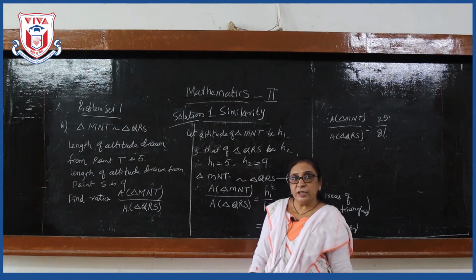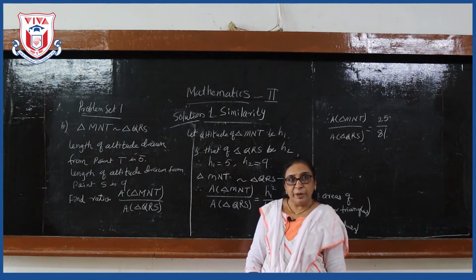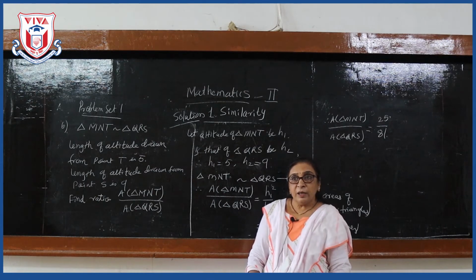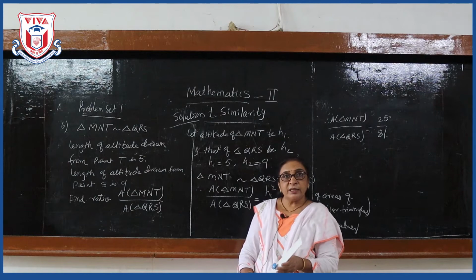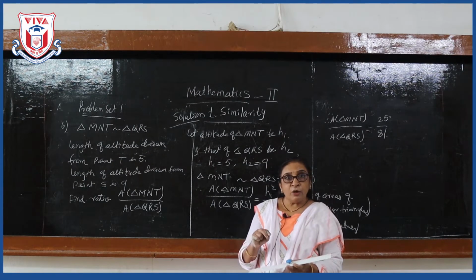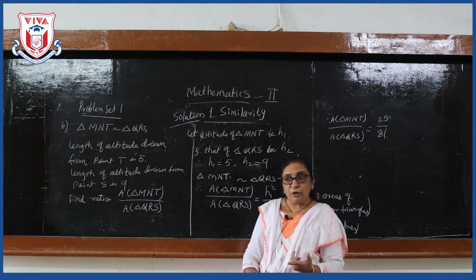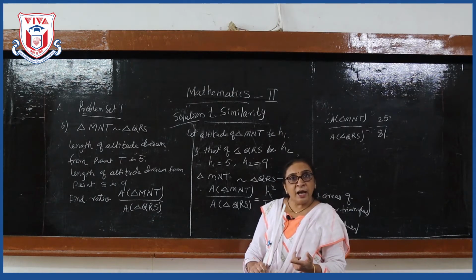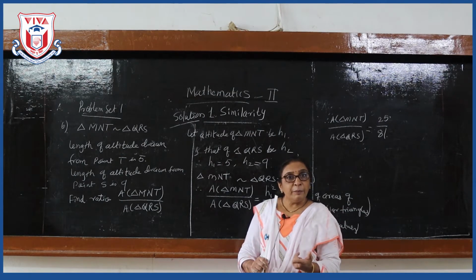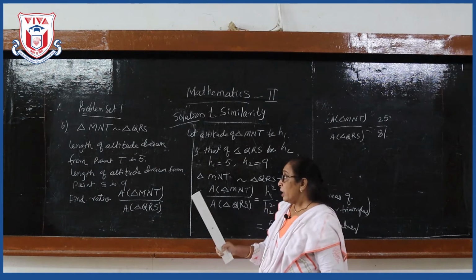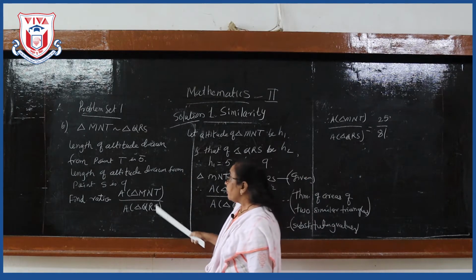Now children, there is one more problem from the problem set which is based on the property which I have told you previously. That is, areas of similar triangles are also proportional to the square of their corresponding heights, corresponding medians, corresponding perimeters. So here, how can we apply that property?